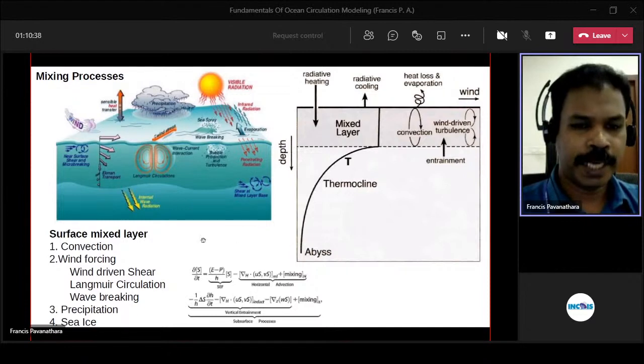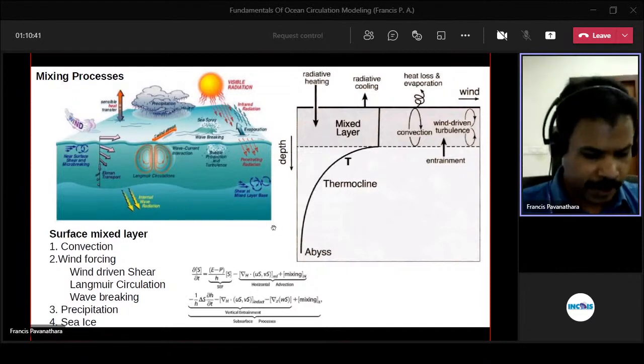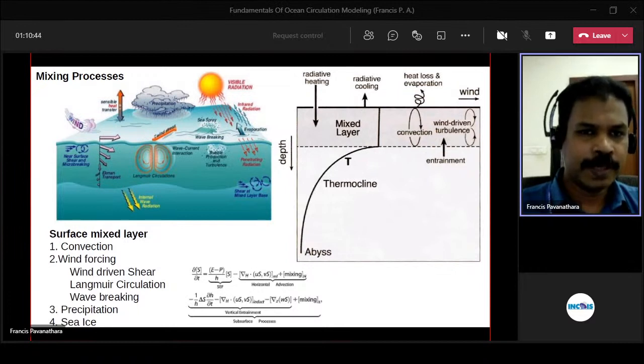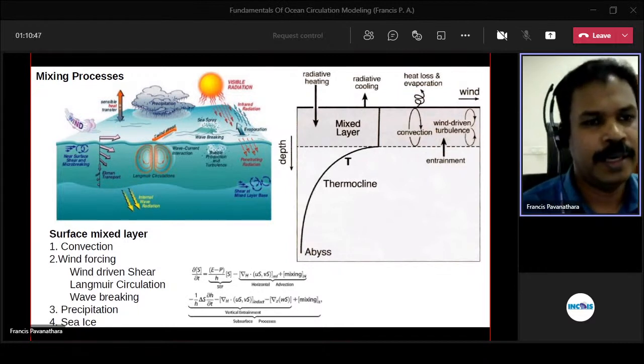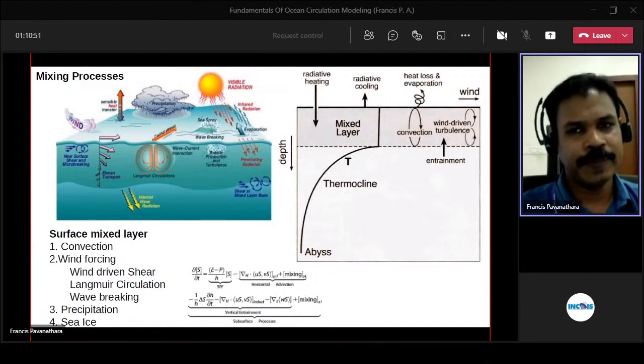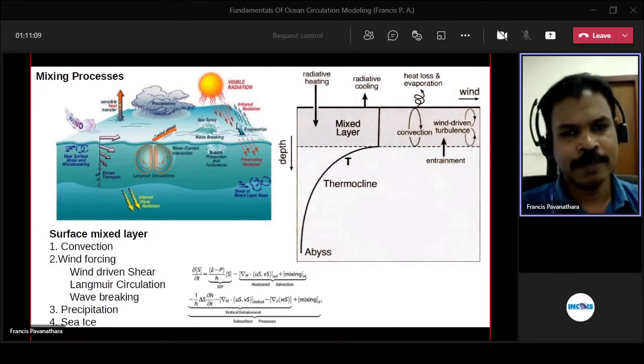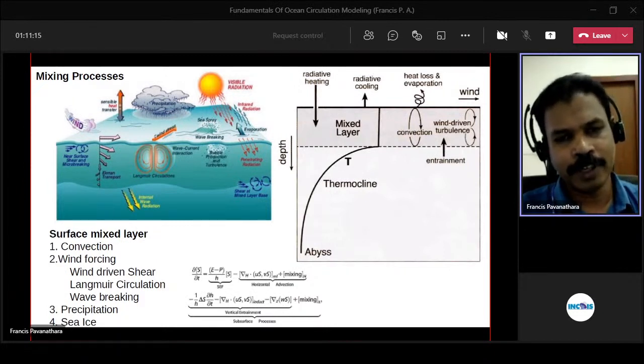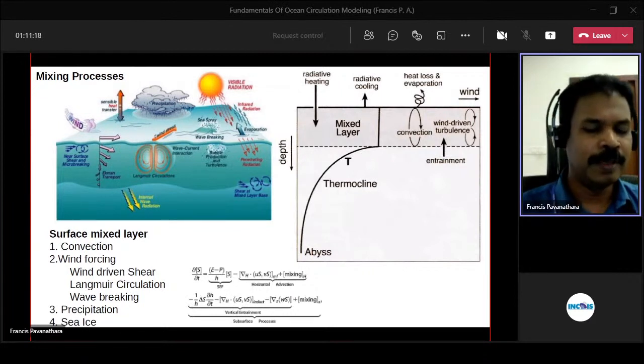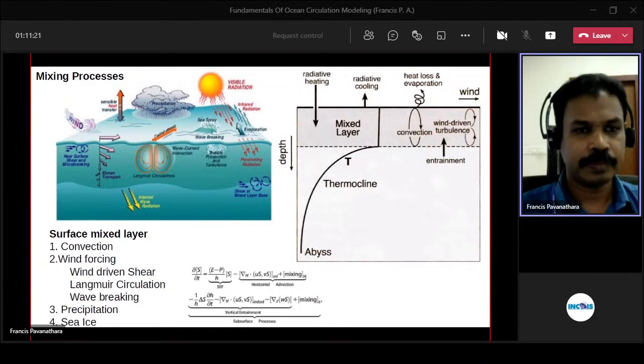Okay, welcome back. We will now start discussing the mixing processes that distribute the heat and salt to the deeper ocean. The reason I want to put a little time on this is because when we do ocean modeling, this is one of the most uncertain parts of the modeling, and we need to understand it clearly before converting it into the specified parameterization scheme.